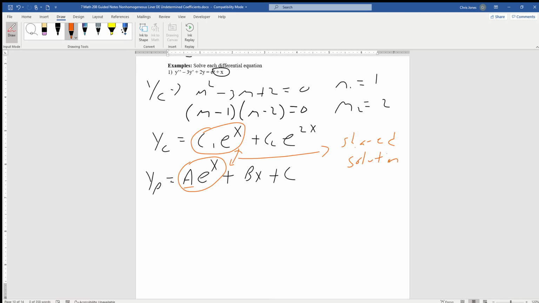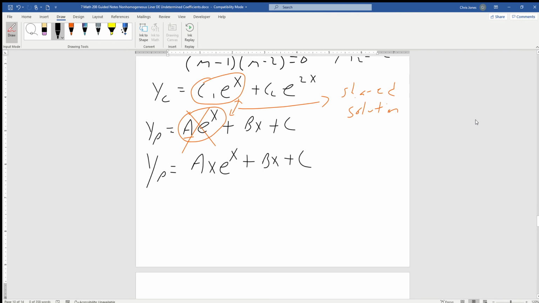And so how do we take care of that? Well, instead of using a e to the x, we are going to multiply by a factor of x. So our new yp is going to be ax e to the x plus bx plus c. All right, and as you can imagine, this makes finding yp a little bit more difficult, because now we're going to need a product rule to take the successive derivatives. However, it won't be all that bad. So let's get to it.